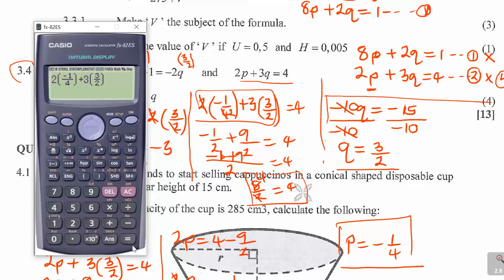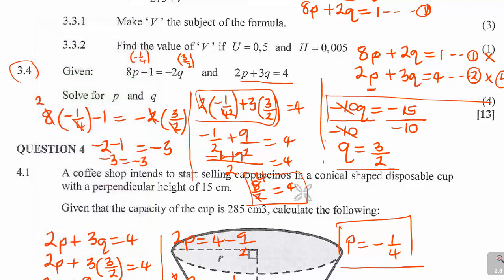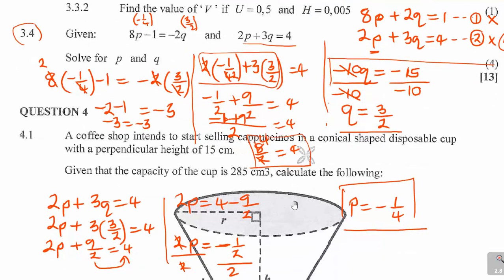There is a 4 here that we got. Remember, P is 4. So you get that. So that is how you would have done this. Not complicated, but you just needed to know what to do.